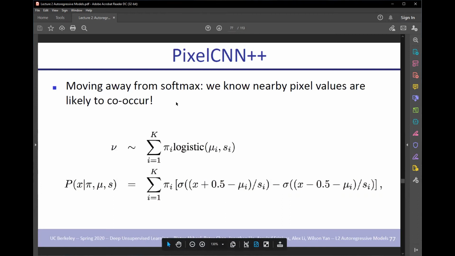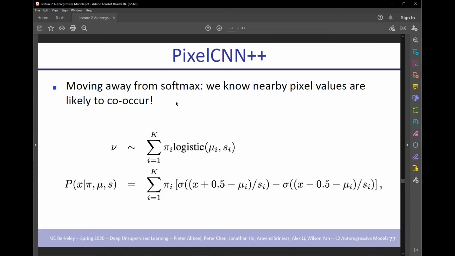Okay, the two improvements that Pixel CNN++ makes to the gated Pixel CNN are, one, the fact that we know that pixels next to each other are likely to be close in color or close in values, because that's the nature of images. So far, neither the Pixel CNN nor the gated Pixel CNN applies that concept or benefits from it in any way. The Pixel CNN++ attempts to fix that.